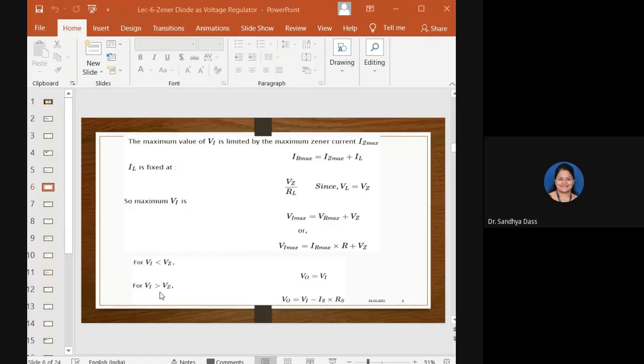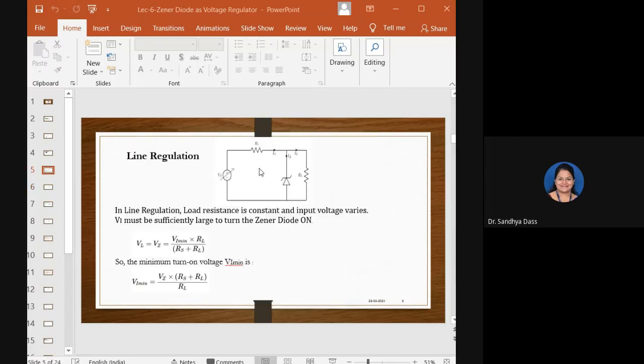Otherwise, if Vi is greater than Vz, when the Zener diode is turned on, then the output voltage depends on Vi minus Is into Rs, which is what you get after applying KVL. So that is the understanding from this circuit of line regulation.